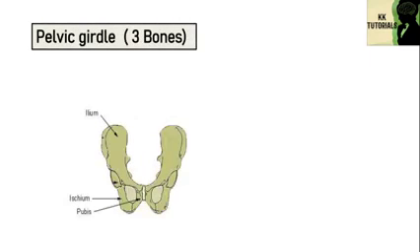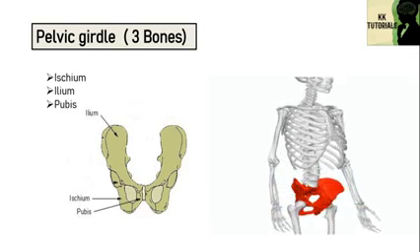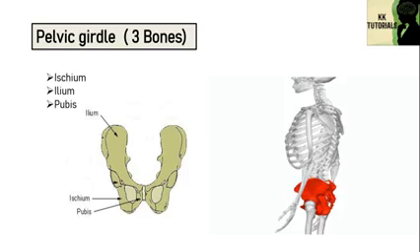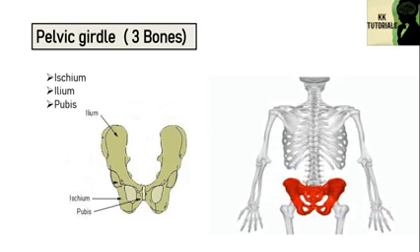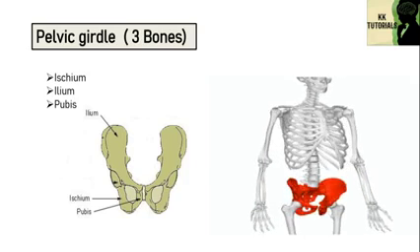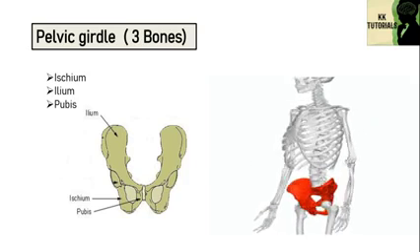Next is the pelvic girdle. It consists of 2 hip bones. The hip bone is a large irregular bone. It is composed of 3 parts: the ilium, ischium, and pubis. You can see these 3 parts from the image given here. From this, we can say that the pelvic girdle is a ring-like bony structure located in the lower part of the trunk. It connects the axial skeleton to the lower limb.